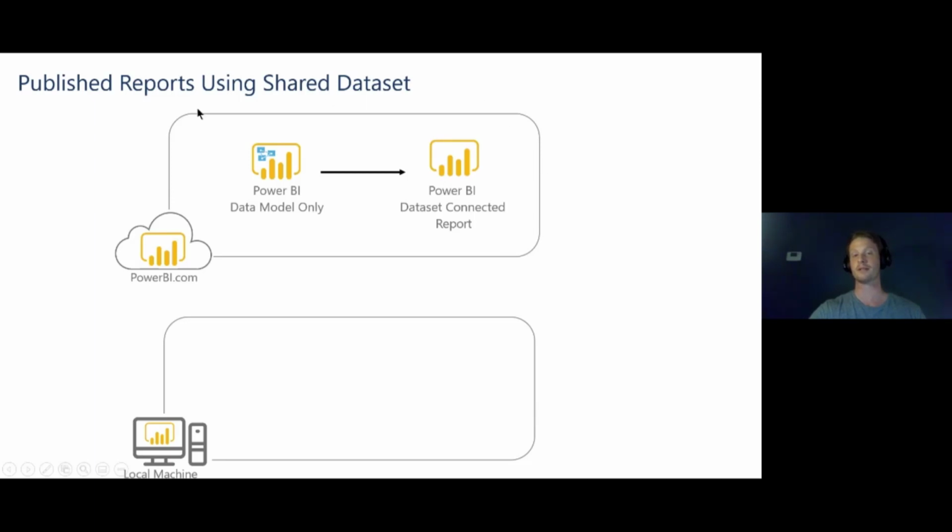Up here, this top bit, this is the cloud. This is the service, PowerBI.com. Down here is my local machine. I'm happy because I've published my model and I've connected to a report. Now my manager says, hey, we want to make some edits to your model. Now this is all connected to the cloud. So what do I have to do in order to make these edits? I want to download them both and edit them.